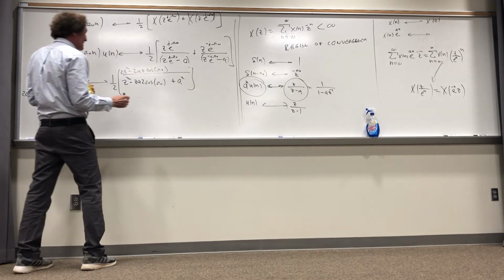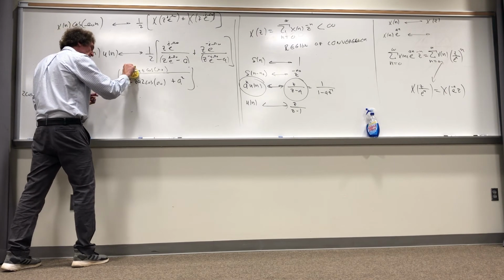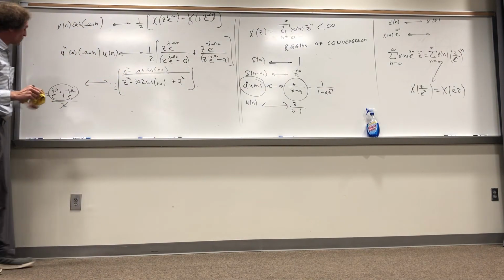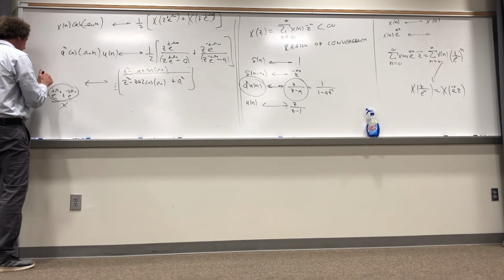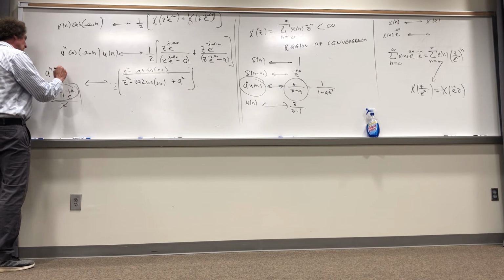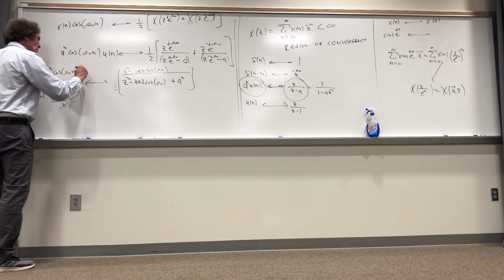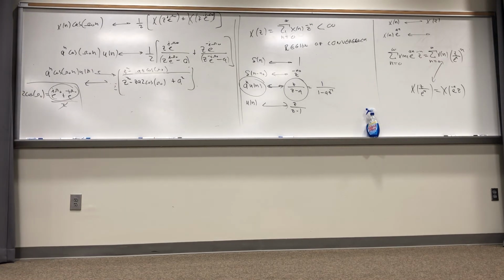And in fact, he should get rid of that 1/2 and that 2. But this should be the transform he has for a to the n cosine of omega naught n u of n. Right here, this is what the transform is. Take a look in your book, if anybody has one. Is that what he has there? Yes, sir.